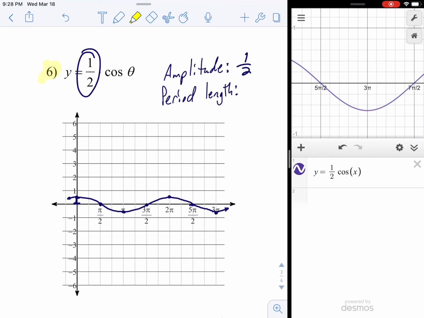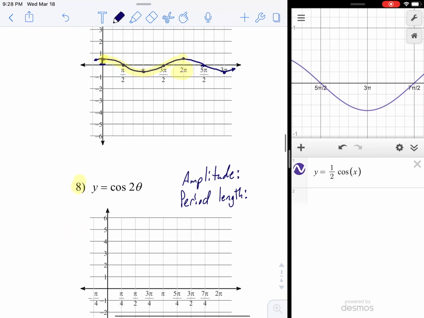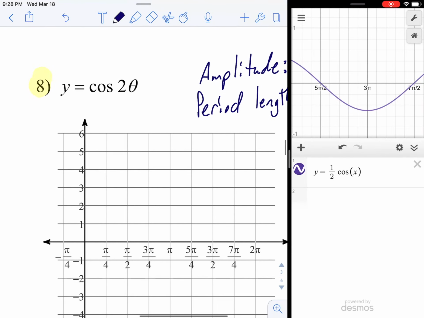Period length, if we start here and trace our way along the wave, we get to this point before it starts repeating again. So the period length, once again, is 2 pi. So it appears that if you put a coefficient in front of the cosine or the sine, that alters the amplitude, and it is a direct one-to-one relationship. But it does not change the period length. I wonder what changes the period length. Could it possibly be a number in front of the theta?